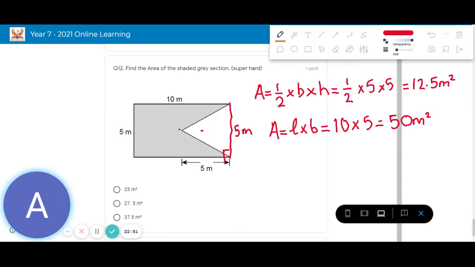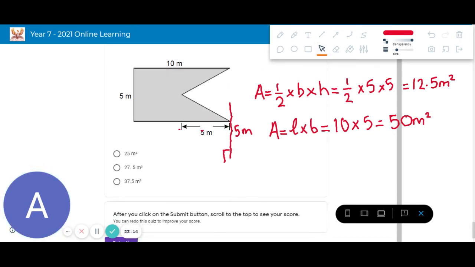So if we want to find out the area of just the shaded section here, we need to subtract the area of the triangle from the area of the rectangle. So we need to subtract 12.5 square meters from 50 square meters. So 50 minus 12.5 gives us 37.5 square meters.